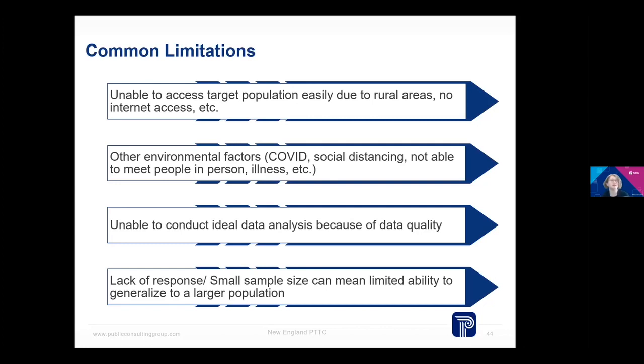And then lack of response or small sample size can also mean that there's limited ability to generalize to the larger population. I gave the example earlier that if I send my survey out to 1,000 12th graders and I only get 10 back, I can't really make people take my surveys. So sometimes you just end up with small sample size. You can work with incentives, you can work with teachers, you can strategize on how to make response rates better. Sometimes you just have a small sample, and you need to address that.